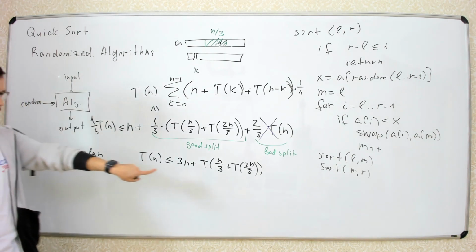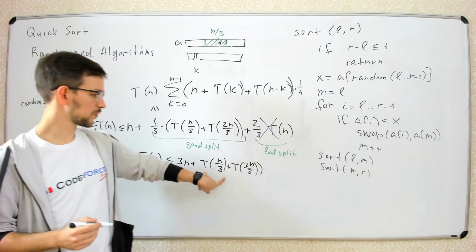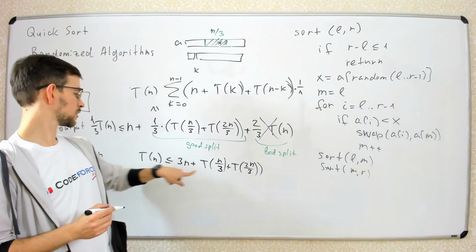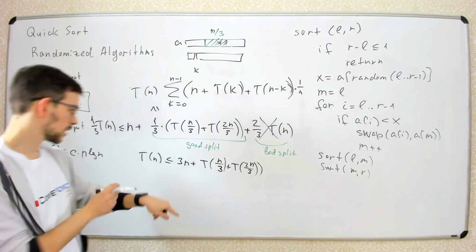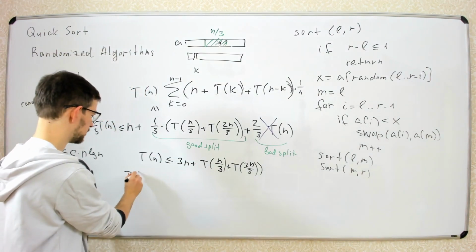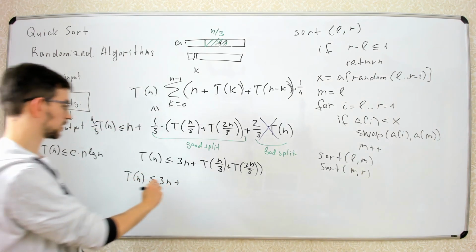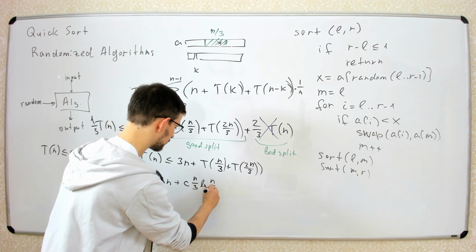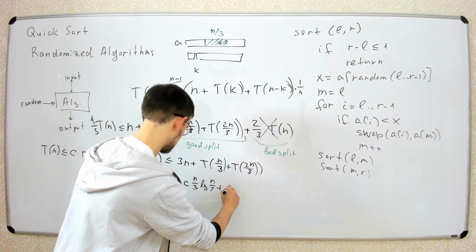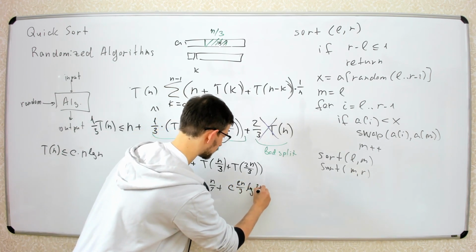So we have n/3 is smaller than n, and 2n/3 is also smaller than n. So we use this formula for these two parts. So we'll have something like T(n) is no more than 3n plus c(n/3) log(n/3) plus c(2n/3) log(2n/3).